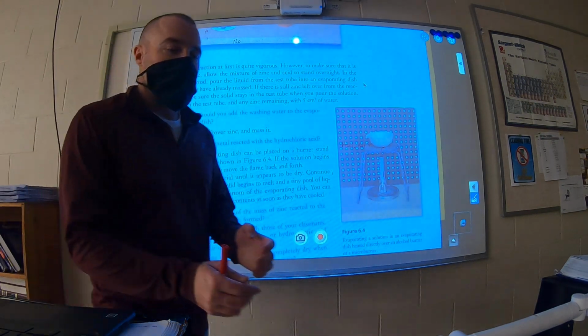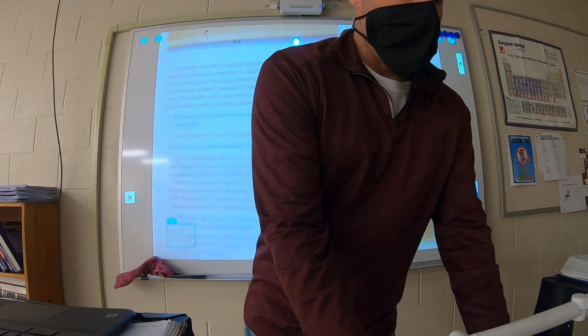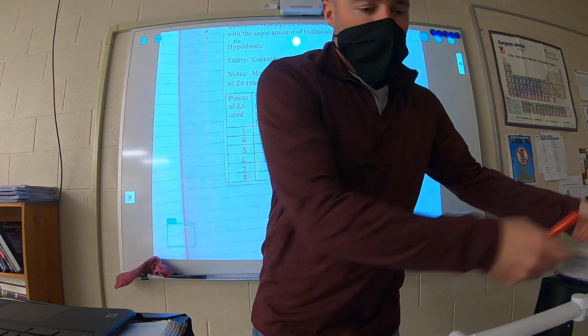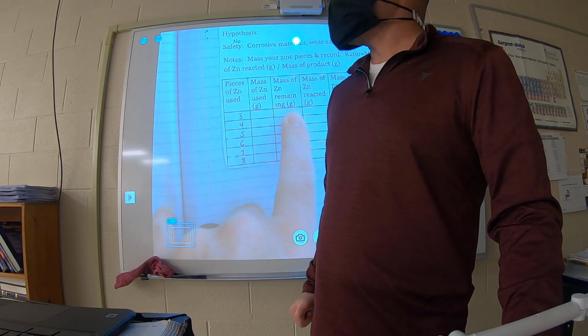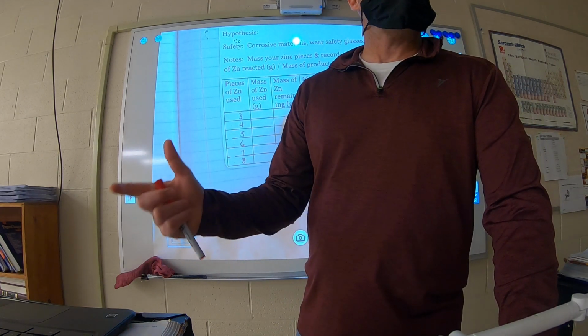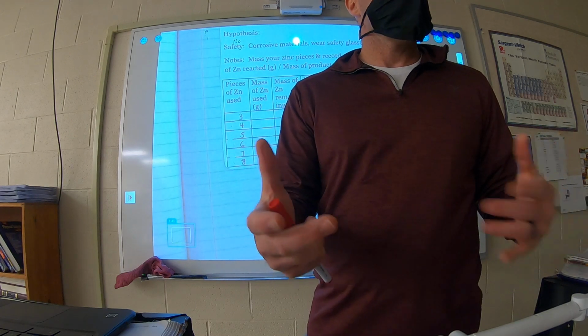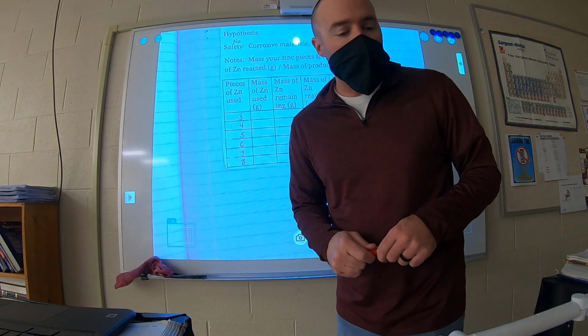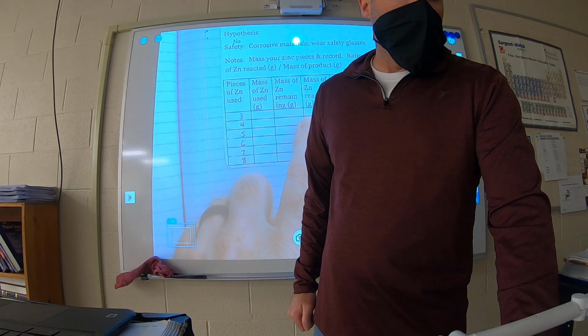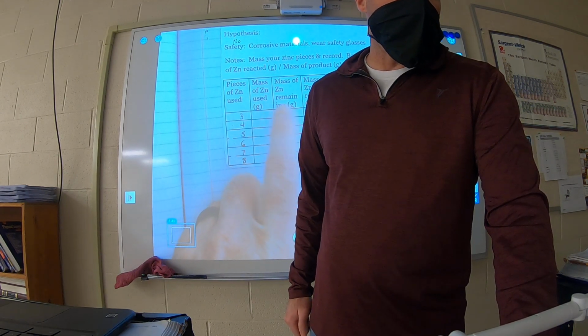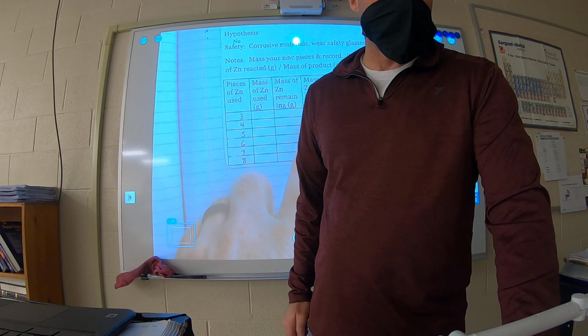You're going to take the leftover zinc, which is going to be the mass of zinc remaining. You're going to take the leftover zinc out of the test tube. You're going to dry it off, put it on the balance, and see how much you have, what the mass of it is, and put it right here on the mass of zinc remaining. To find the mass of zinc reacted, take the mass of zinc used minus the mass of zinc remaining. That's going to give you the mass of zinc reacted.